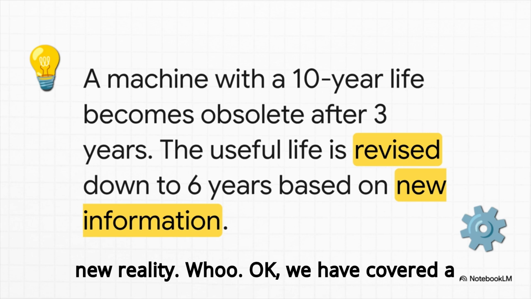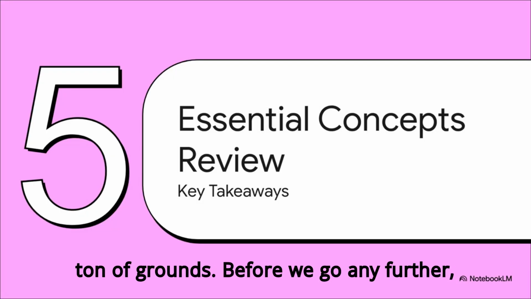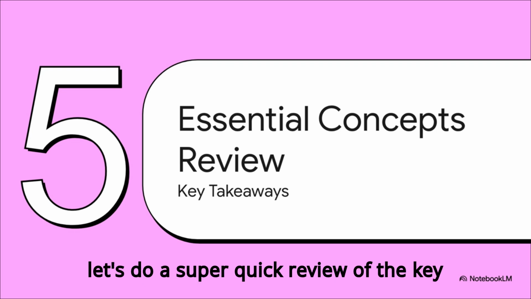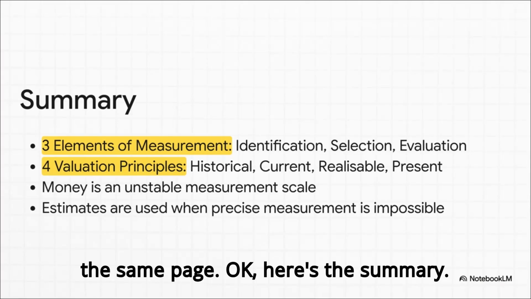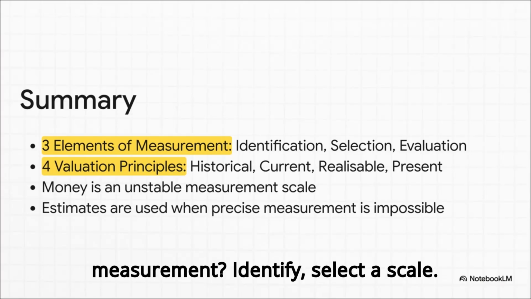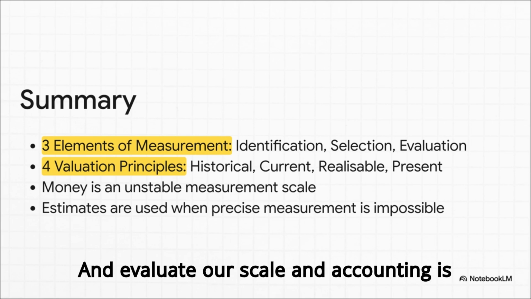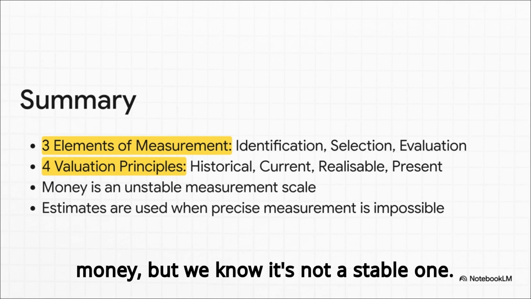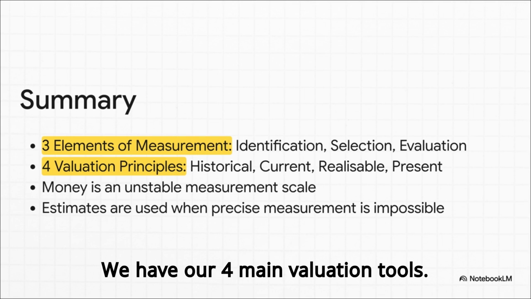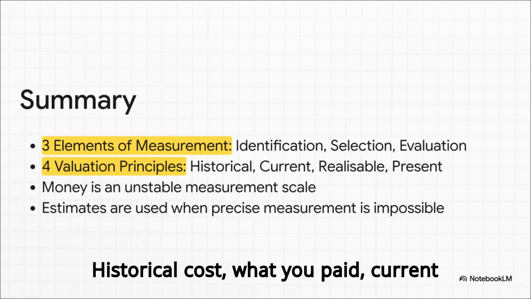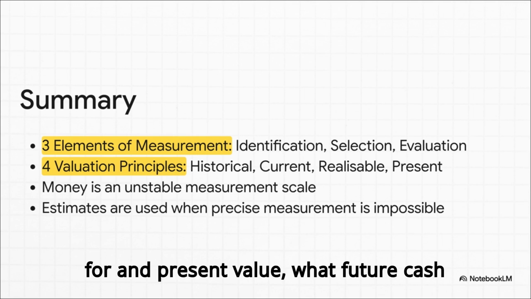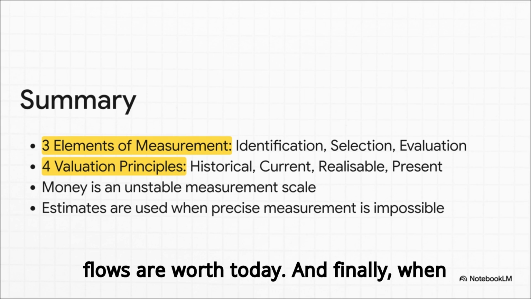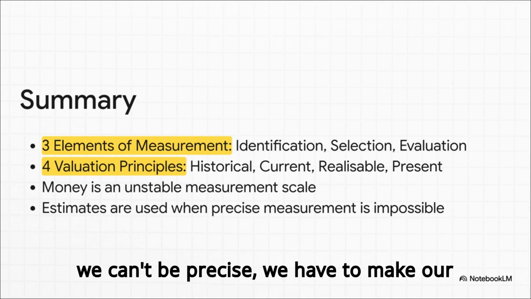Whew, okay, we have covered a ton of ground. Before we go any further, let's do a super quick review of the key takeaways, just to make sure we're all on the same page. Okay, here's the summary. Remember the 3 elements of measurement: identify, select a scale, and evaluate. Our scale in accounting is money, but we know it's not a stable one. We have our 4 main valuation tools: historical cost, what you paid; current cost, what it would cost to replace; realizable value, what you could sell it for; and present value, what future cash flows are worth today. And finally, when we can't be precise, we have to make our best estimate.